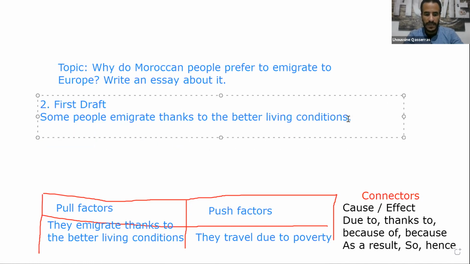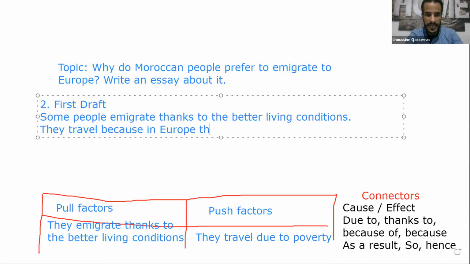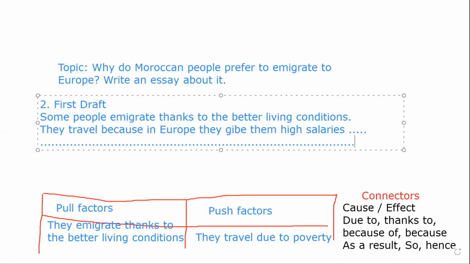And they start writing. They travel because, just like beginners or intermediate students, because in Europe they give them high salaries. Okay, etc. And they keep writing. Okay, good. So they are writing. So what do we call this? This is the first draft. First paragraph. Now they are working in pairs and they are writing. But at the same time, you shed light on the connectors. For example, for instance, because, due to. Tell them that I'm going to give +1 for connectors because they are very important. Great.